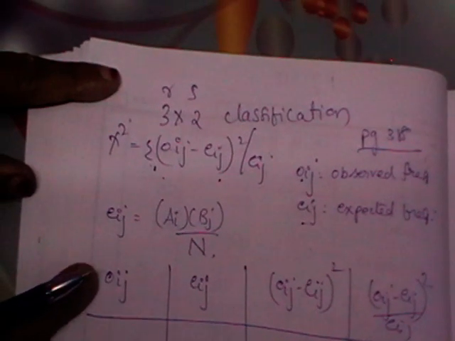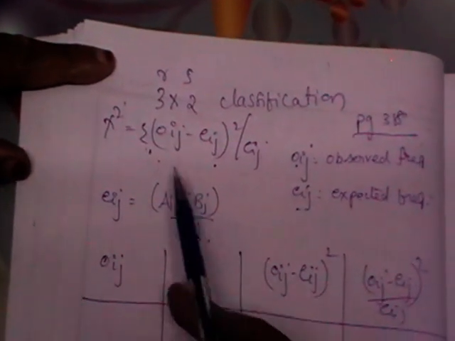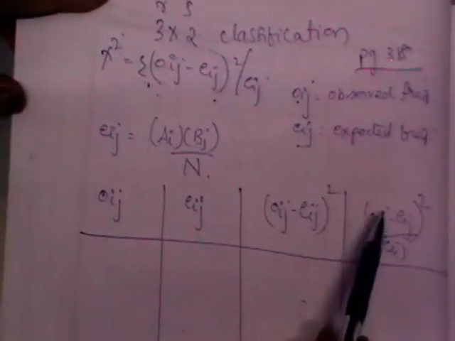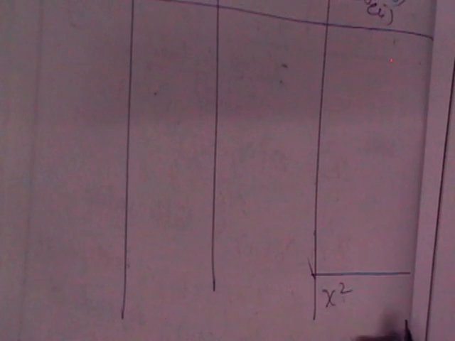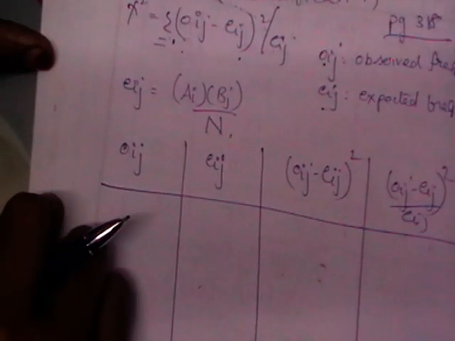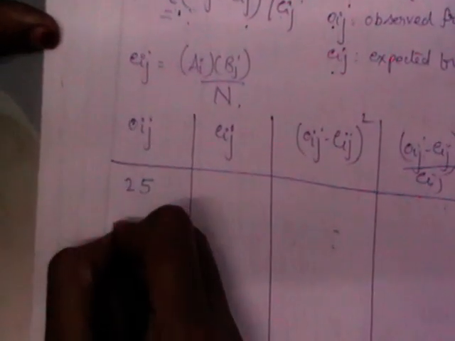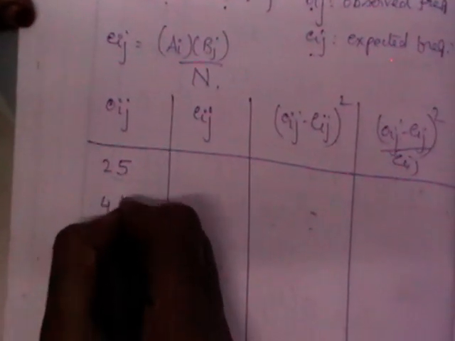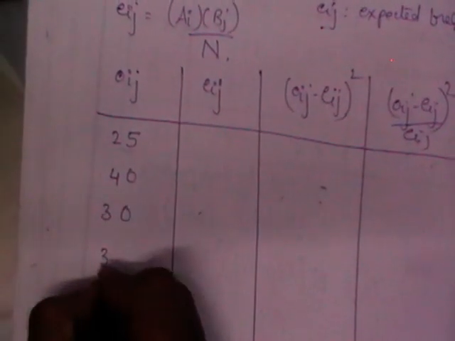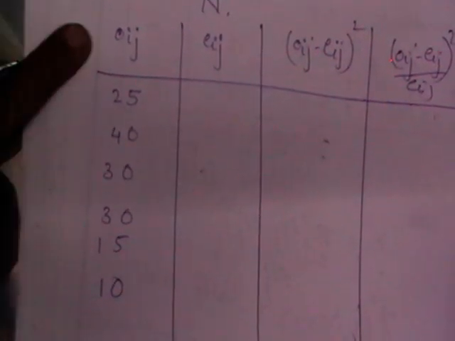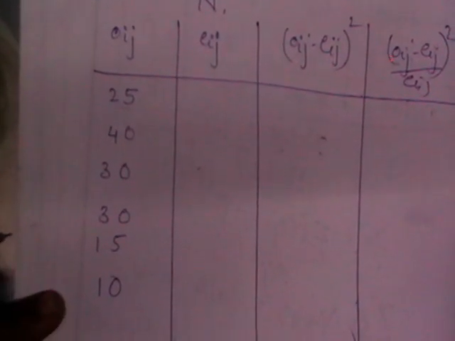So OIJs are given to you. You need to calculate EIJ. Then you calculate the numerator OIJ minus EIJ whole square. Then you divide that by EIJ. As you have sigma here, the total of the last column is going to be chi-square. OIJs are nothing but given values. The first frequency is 25. Go column wise: 40, 30, 30, 15, 10. All the given frequencies are taken column wise in OIJ.